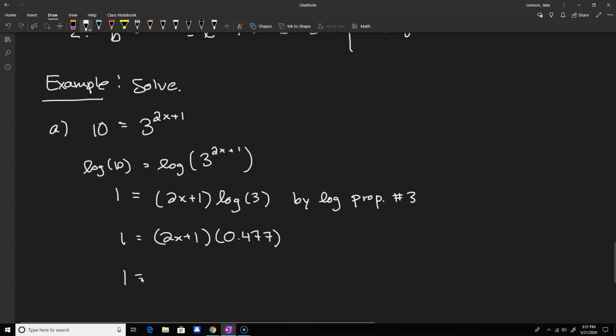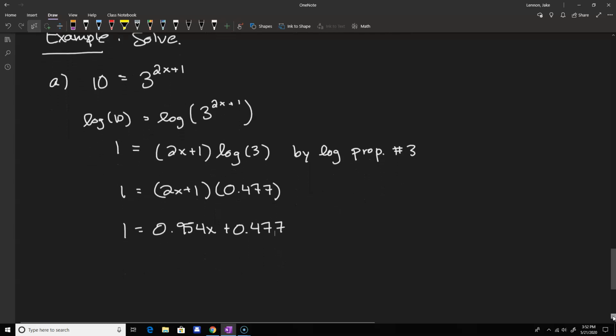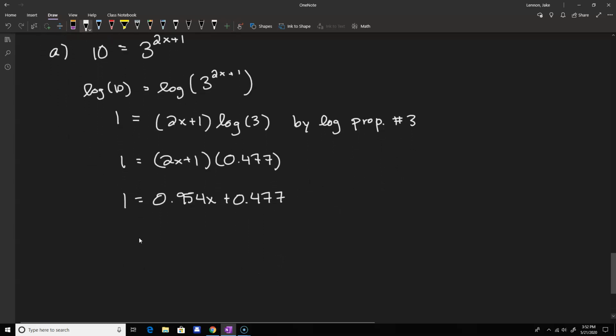So let's take 2x times 0.477, and we get 0.954x plus 0.477. And then that is just a linear equation that you can go ahead and solve. And solving it just amounts to subtracting 0.477 and dividing by 0.954. So your answer should come out, well, I'll go ahead and do the steps for this one, since it's the first one. So we're subtracting 0.477 to isolate the term containing the x.